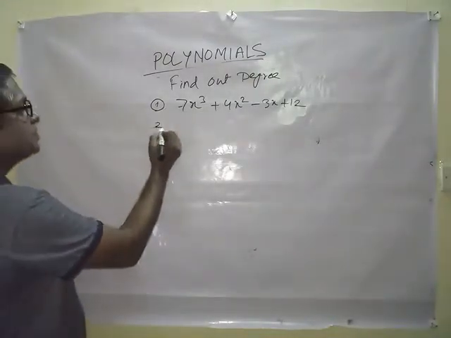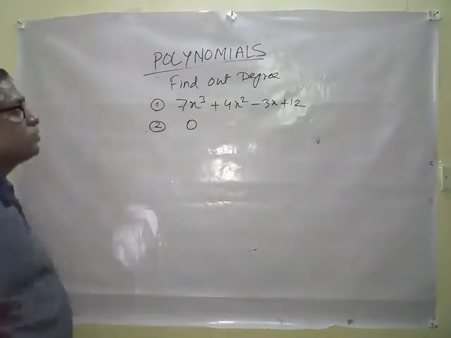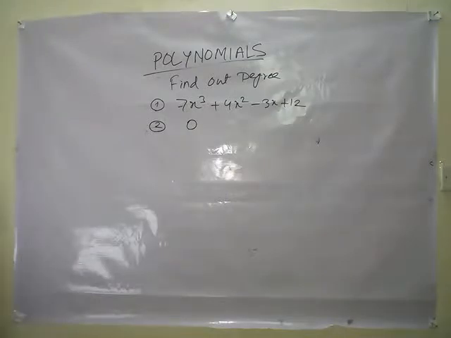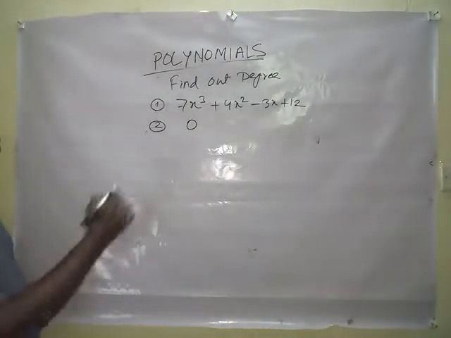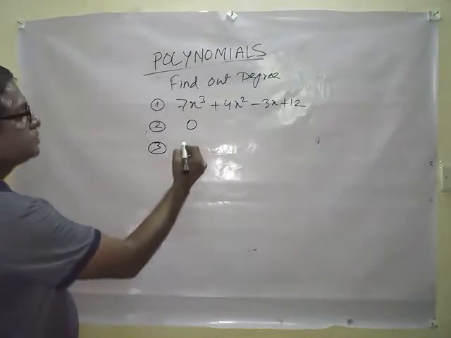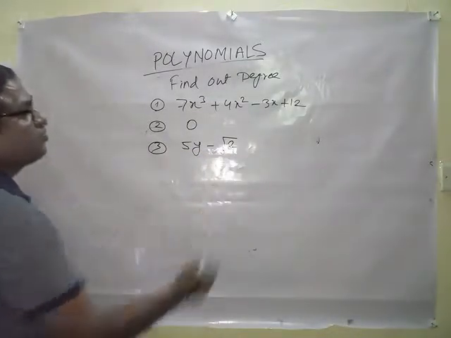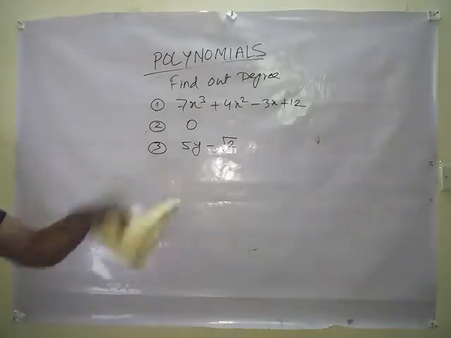Secondly, find out the degree of the polynomial equation which is a constant 0. Third, find out the degree of this equation.